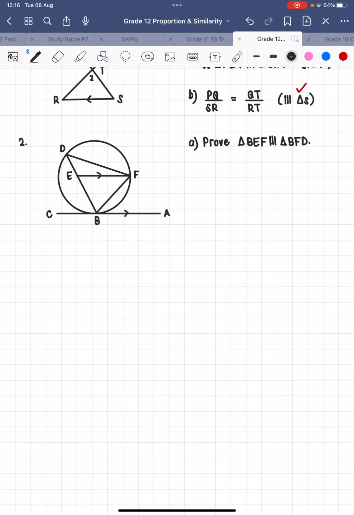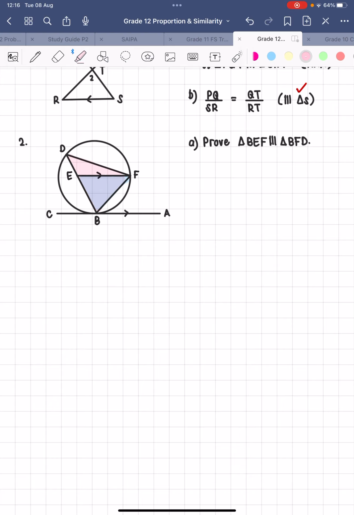Okay, so guys, BEF is this triangle here. Let me quickly highlight it. Okay, so BEF is this triangle here, the bottom one. But then BFD is the whole triangle, which includes the blue one already. Right, so it's not so easy to see this time.